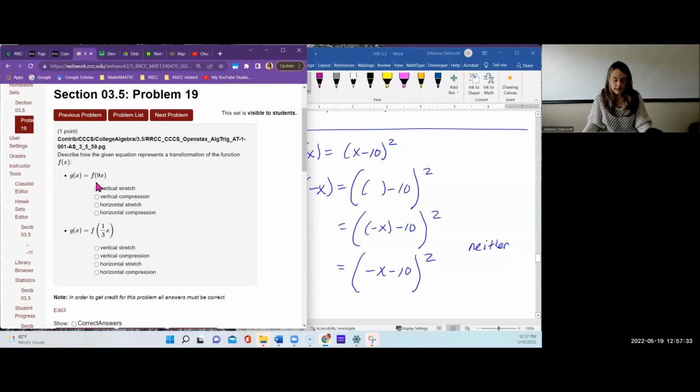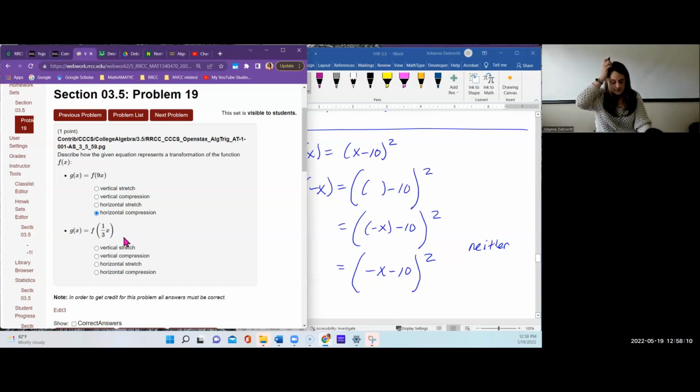On problem number 19, we have changed our toolkit function and we've replaced x with 9x. Because the 9 is inside the notation, it's affecting it horizontally. It's multiplied by x, so it is either a compression or it's a stretch. But because it's affecting horizontal, it does the opposite to what we expect. The number is bigger than 1, so I would expect a stretch, which must mean it's a compression by a factor of 9. This is a horizontal compression by a factor of 9, meaning that each x value gets divided by 9.